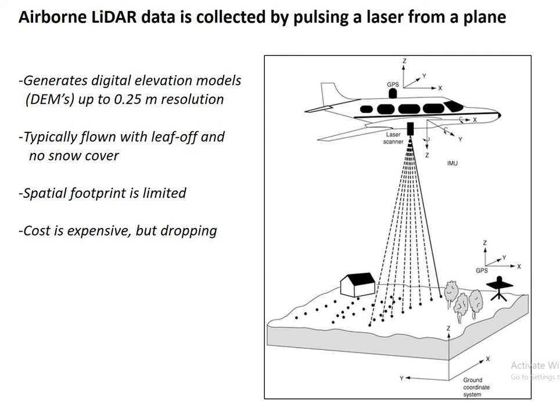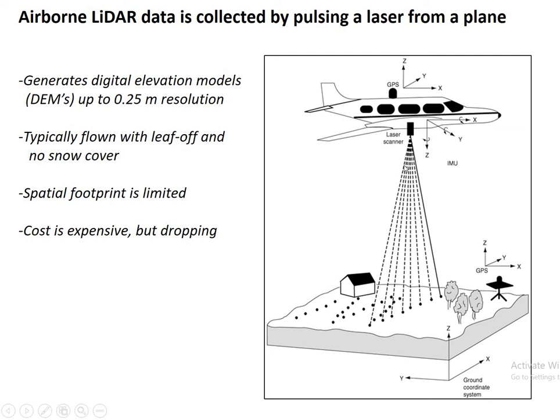And so another type of data that's always worth considering is airborne LiDAR data. We're going to talk more about this later in the class, but airborne LiDAR data is collected by pulsing a laser from a plane. So essentially the plane flies in a grid across some very small area, like a town or a county, and it pulses laser points off the ground.